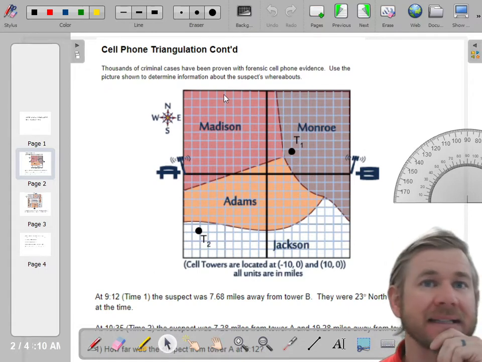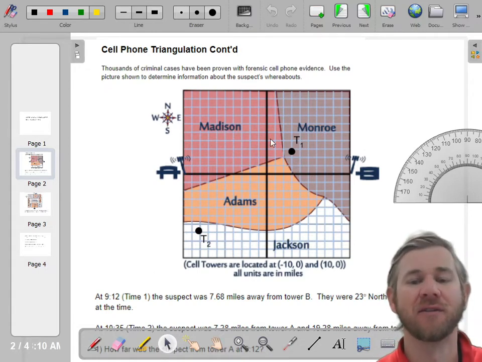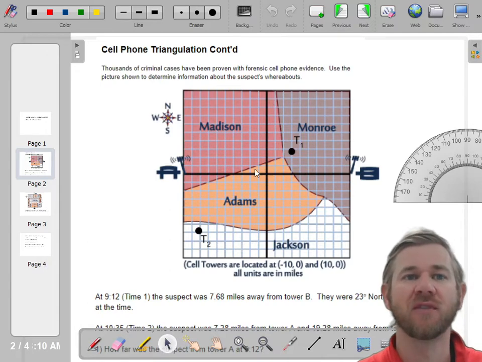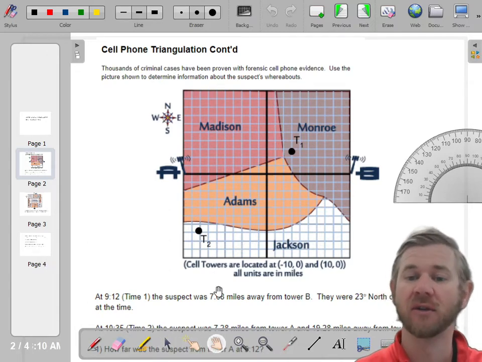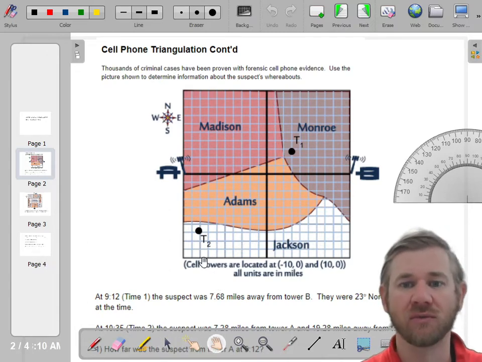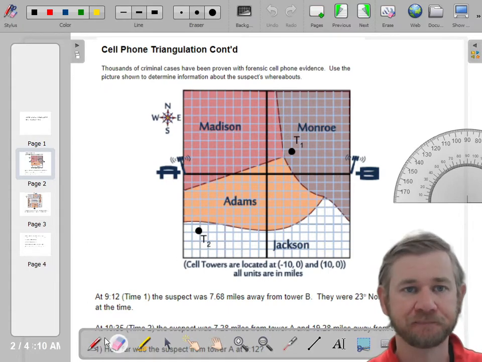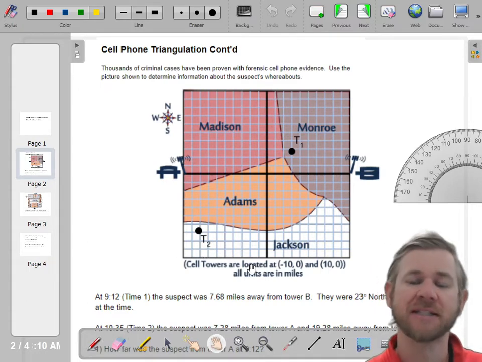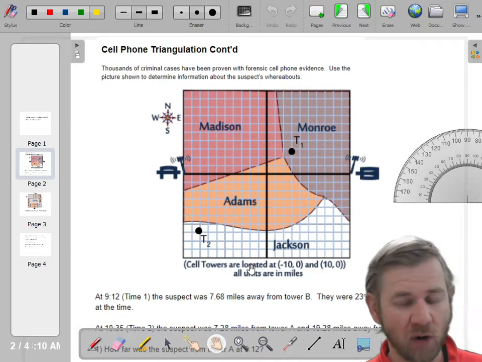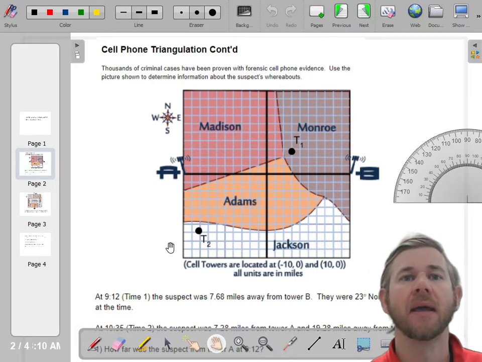So this says that we're going to do a little bit of forensic cell phone evidence. We're going to work backwards and figure out where people were, and you're going to do a little mystery thing, figure out who robbed the mall or something like that. So let's practice drawing things with a protractor. You do need a protractor for this. And once we build the triangles, we'll be able to actually solve them.